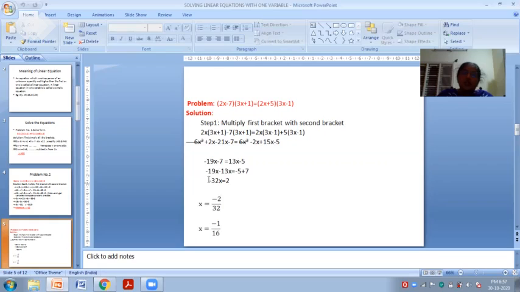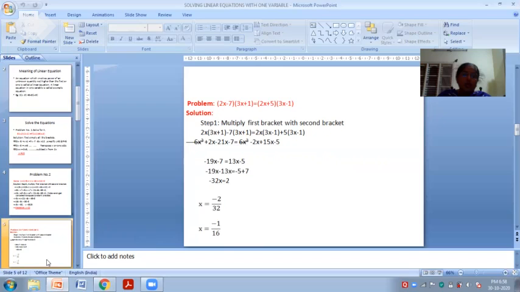Therefore, x is equal to, here 32x is equal to 2. Therefore, x is equal to minus 2 divided by 32. Remember, the 32x value is equal to 2. For the x value, we want only one x. That is why minus 2 divided by 32. That is further simplified: 2 ones are 2, 2 sixteens are 32. So minus 1 divided by 16. So this is your third problem.